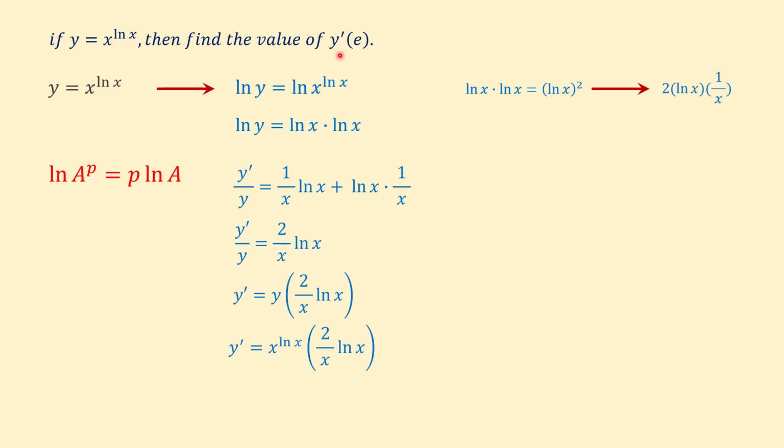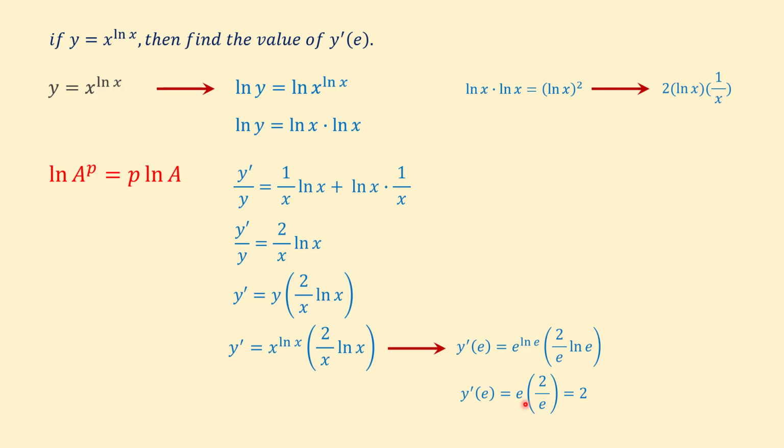Now, to find the value of y prime, the derivative of this function, at point e, we plug in e for every x that appeared in our derivative. So y prime at e will be equal to e to the ln of e times 2 over e ln of e. Because we know that ln of e equals 1, we can rewrite this expression in the following form. e to the ln of e is e to the 1, or e, times 2 over e times ln of e. ln of e again is 1, and 2 over e times 1 will be 2 over e.